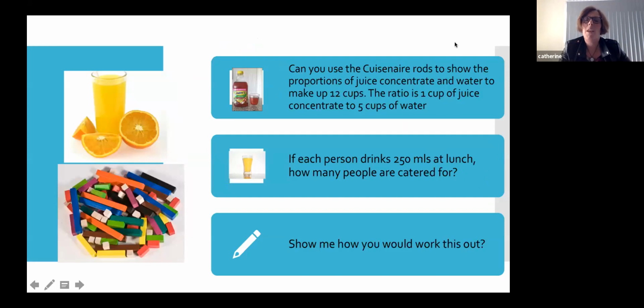All right, can we use Cuisenaire rods to show the proportions of juice concentrate and water to make up 12 cups? The ratio is 1 cup of juice concentrate to 5 cups of water. And then we have a further question. If each person drinks 250 mils at lunch, how many people are catered for? Show me how you would work this out.